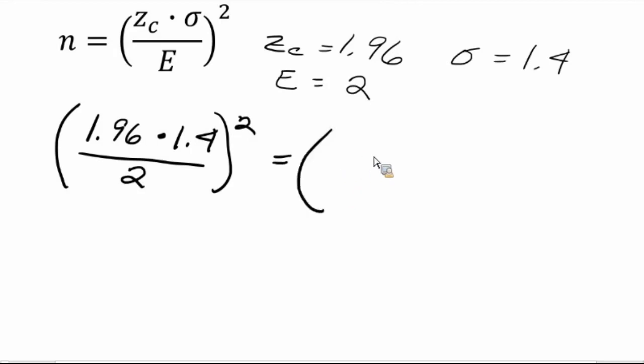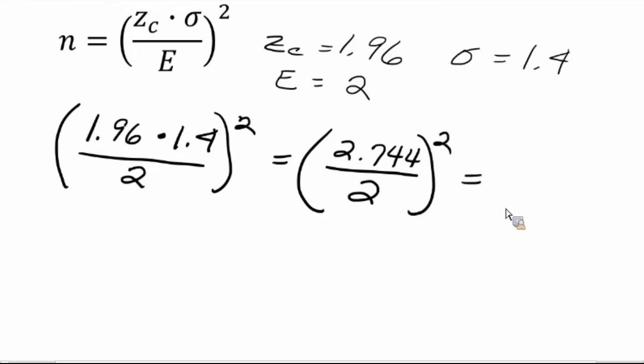So our numerator will be 2.744. We multiply 1.96 by 1.4. I'll divide that by 2. So let's go ahead and solve inside the parentheses first before we square this. And we get 1.372. Now we square it.